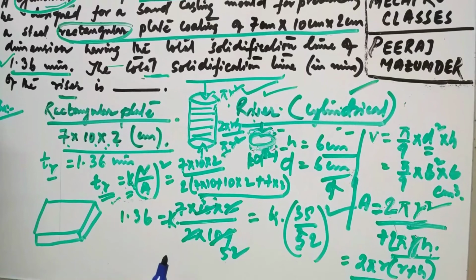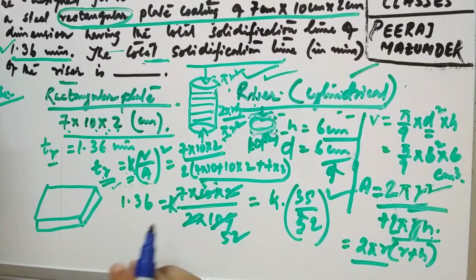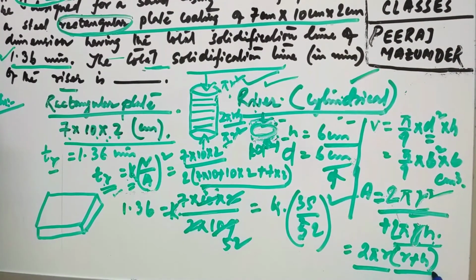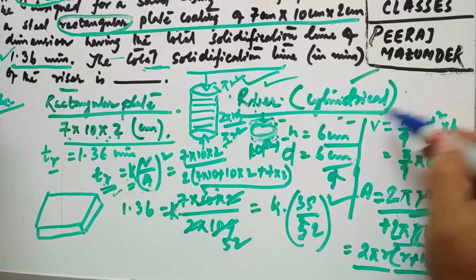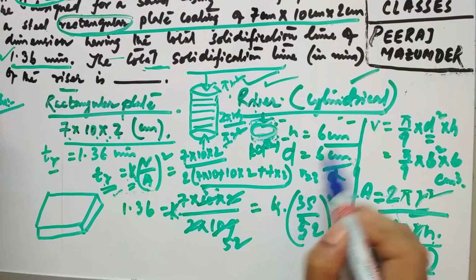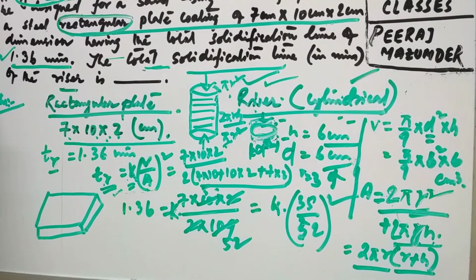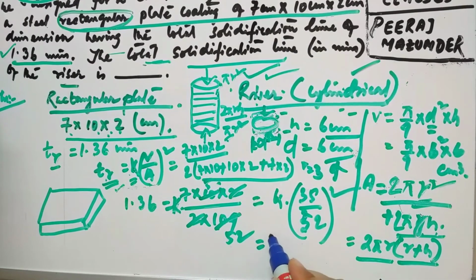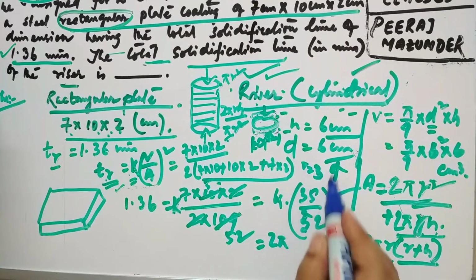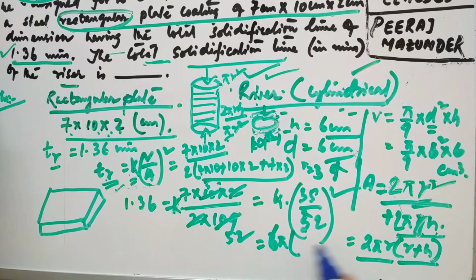Now, how much is r plus h? Look, d is 6, so r will be 3. Now h is 6 already. So it will be 2 pi into r is 3, that is 6 pi, and r plus h will be how much? 6 plus 3, that is 9. So 6 pi into 9, that is 54 pi ultimately.